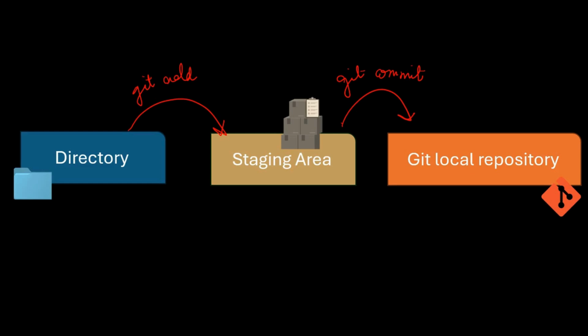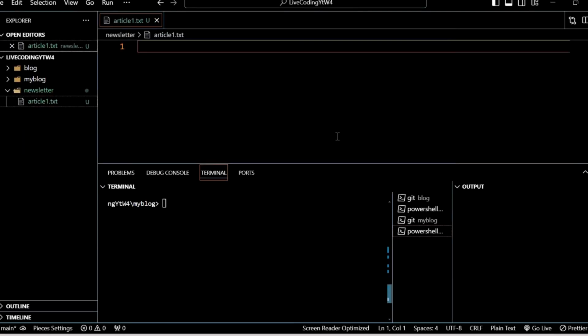Now, how do you go back to the previous version? That you can do by using a command called git checkout, and then you write the file name. So let's get to VS Code now and see all this in action.